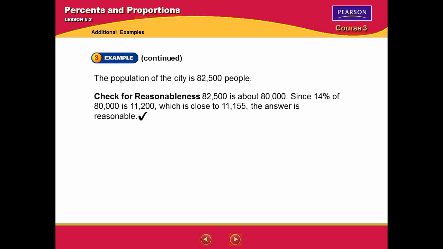And then you always want to check your answers, make sure they make sense. If 14% is 11,000, your answer is reasonable.